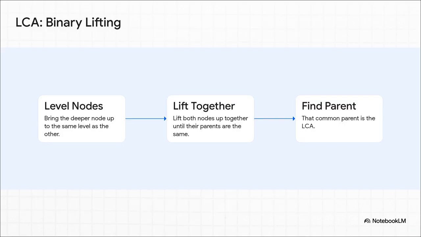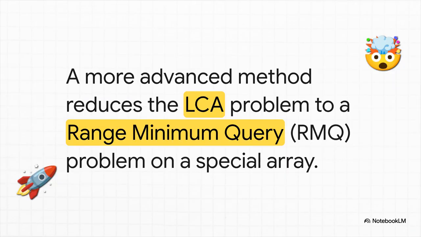So method 1 uses our new binary lifting skills. First, you get the two nodes on the same level. You take the deeper one and just jump it up until it's at the same depth as the other. Then you lift them both up at the same time, using those big power of two jumps until they're just about to meet. Their parents will be the same node, and that parent is your LCA. It's a really slick O(log n) solution. But what if I told you we could do even better?